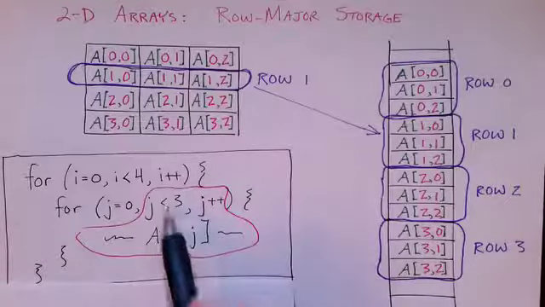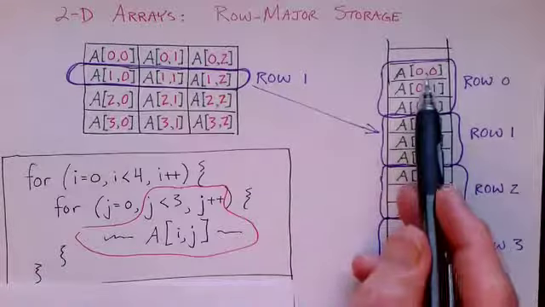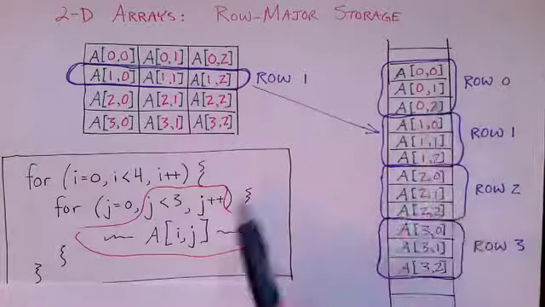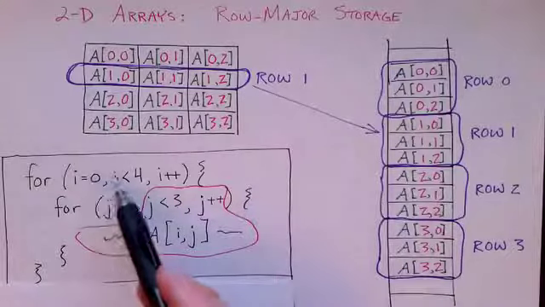So it will access the data elements in this order: 0,0, 0,1, 0,2. It does the first row. Okay, I is the row number. It does all of row 0.